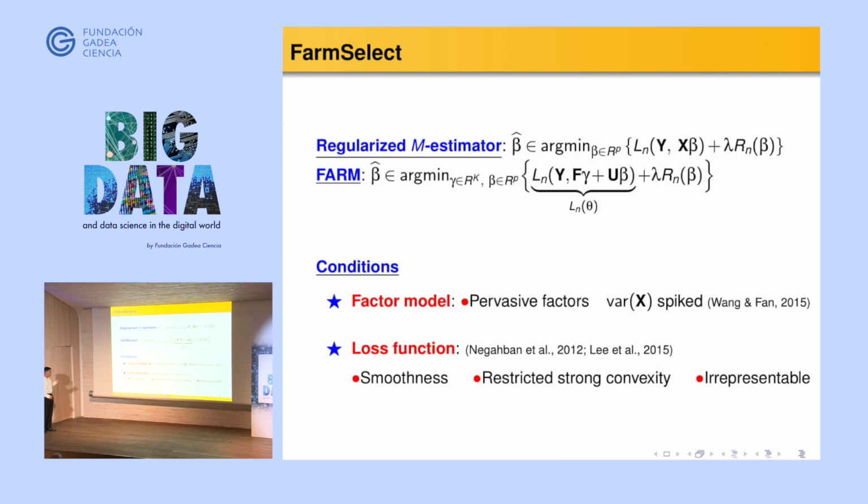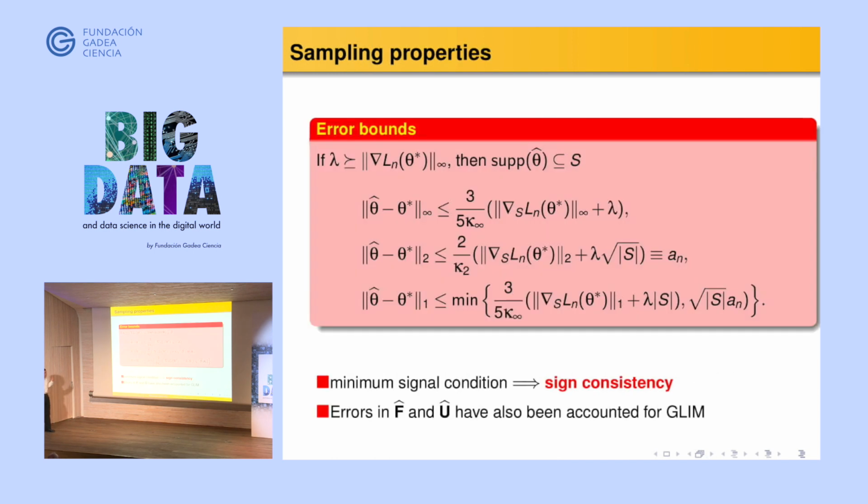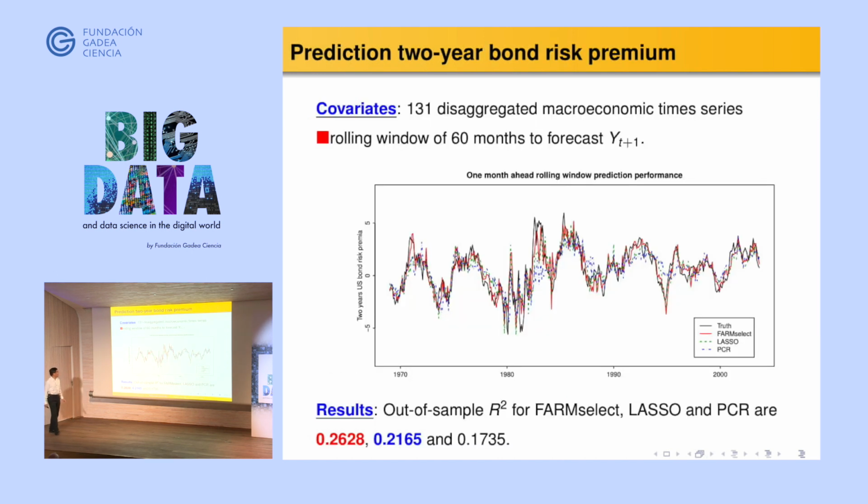And then for the loss function, usually you need smoothness with strong convexity and some kind of irrepresentable condition on those f and mu's, not on the original sigma. And under these conditions, you can derive the usual L infinity loss, L2 loss, L1 loss, and so on, and then you can derive sign consistency and so on. So I do not really want to bother you with all these.